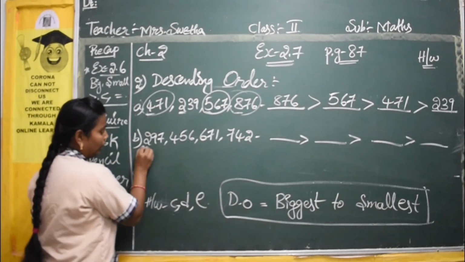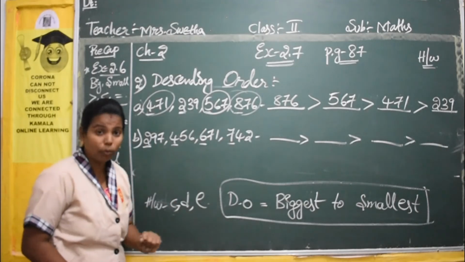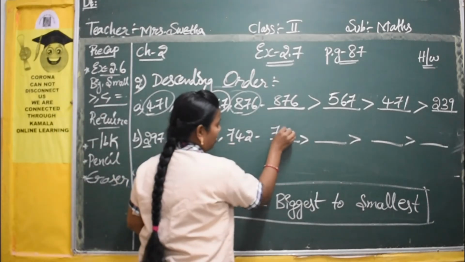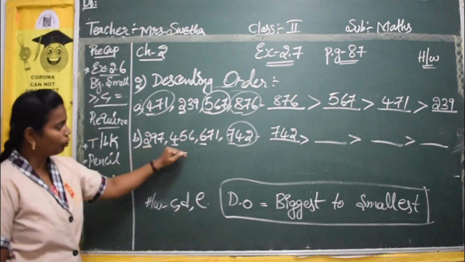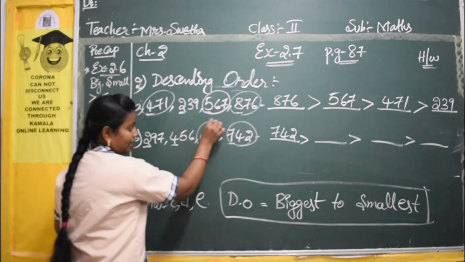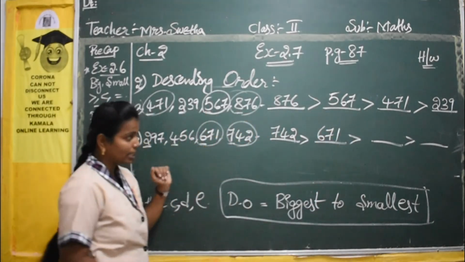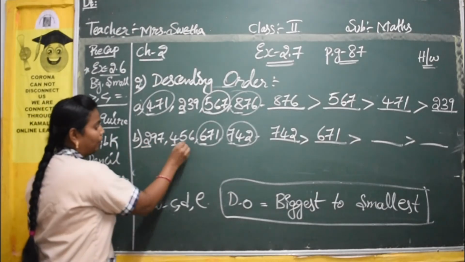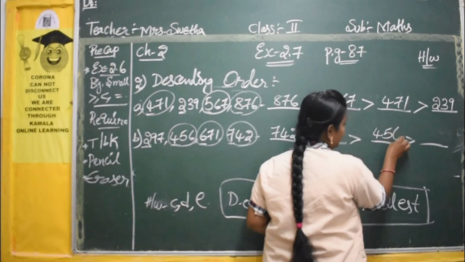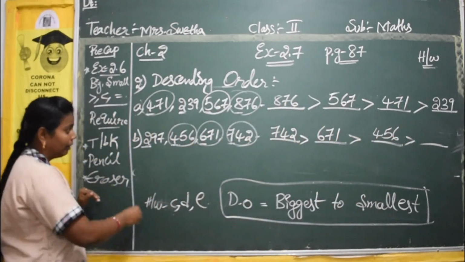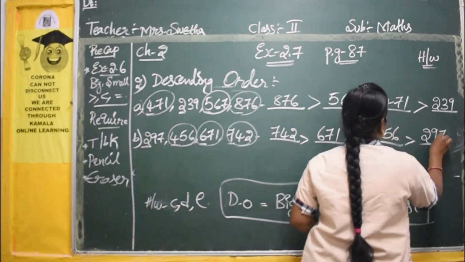See this second one. Check all the first digits: 2, 4, 6, 7. Which is the big one? 7. So 742 will become the first number. Next 2, 4, 6. Which is the biggest? 6. So 671 will become your second set of number. Next 2 and 4. 4 is the bigger number. So 456 is your third set of number. Then one number is left. So that number will become your last set of number.